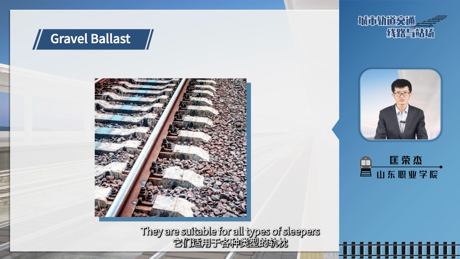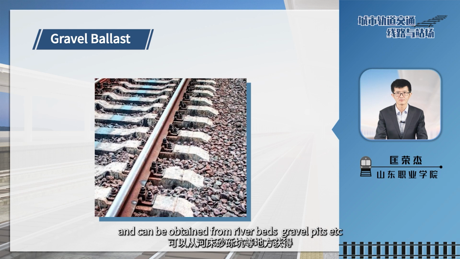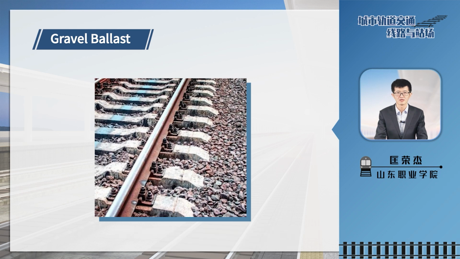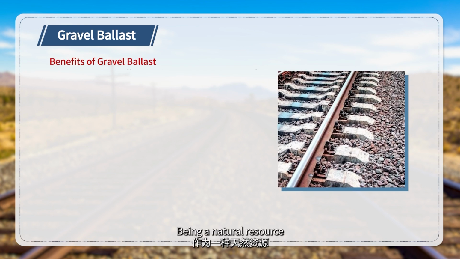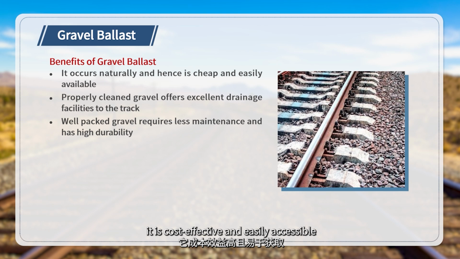They are suitable for all types of sleepers and are usually round and smooth, and can be obtained from riverbeds, gravel pits, etc. Gravel ballast brings several advantages to railway tracks. Being a natural resource, it is cost-effective and easily accessible. When properly cleaned, it offers excellent drainage capabilities, reducing the risk of water-related track issues. Moreover, compacted gravel requires less maintenance and exhibits high durability, contributing to its long-term cost-effectiveness.